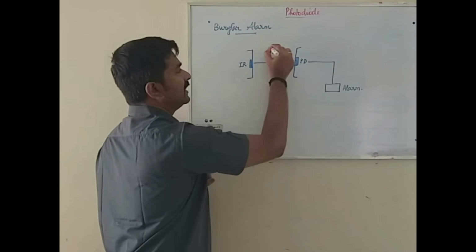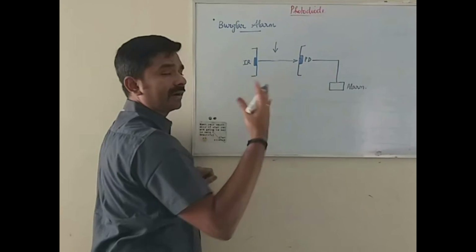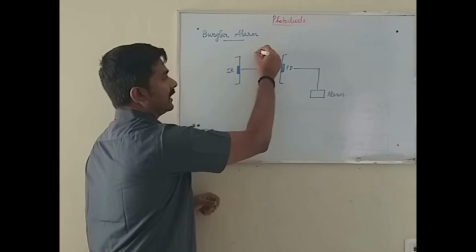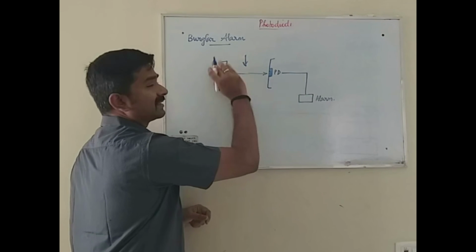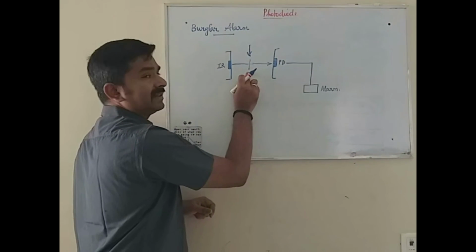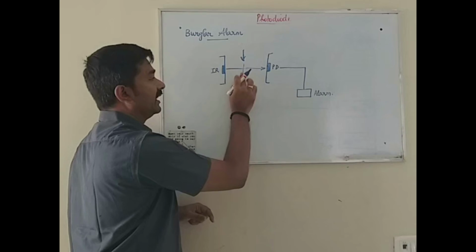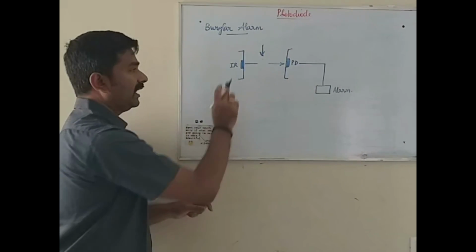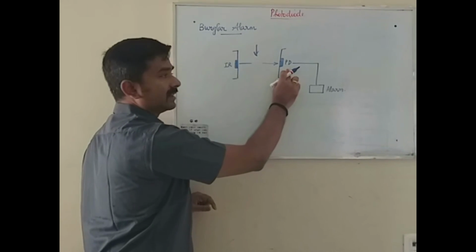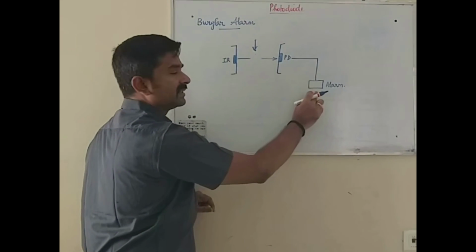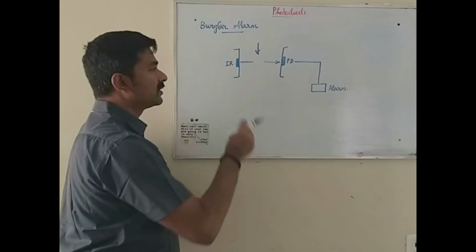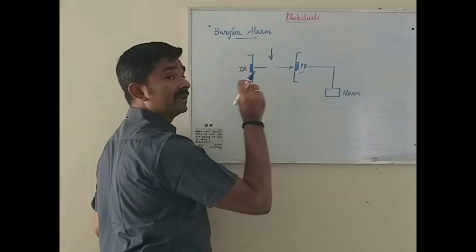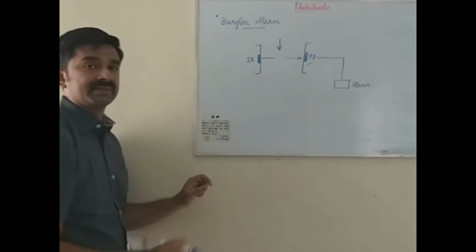Say for example, there is an intruder who is going to come at night, or who wants to steal something from your house. A burglar comes, breaks the door and enters. When he enters, automatically he will break the path of the light falling on the photodiode, and as a result, it will activate the alarm circuit and the alarm will beep. So this is how your photodiode is going to be used.